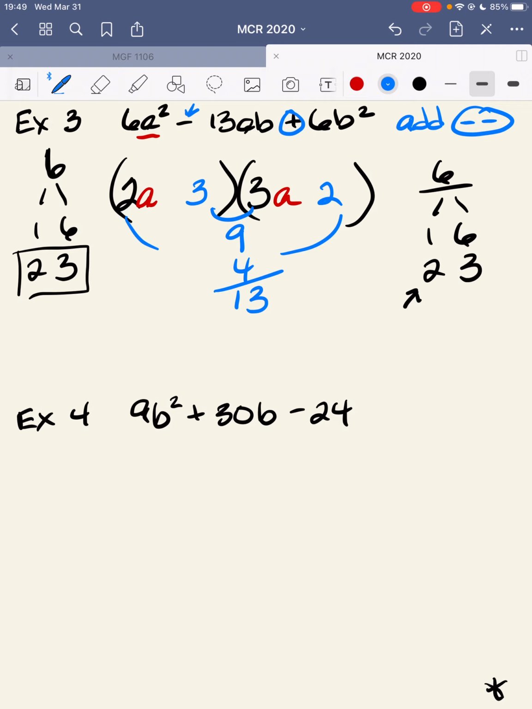All right, and there I need to go ahead and put in my b's to get my b squared at the end. My signs are the same, so I don't have to stress over my signs. I got minus, minus. And so my final answer is 2a minus 3b and 3a minus 2b.